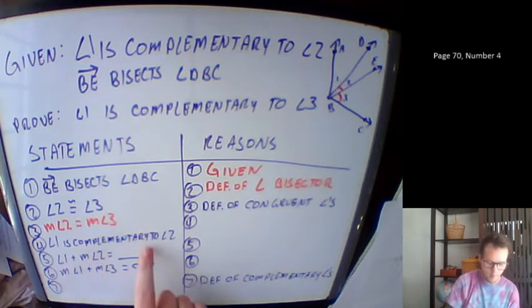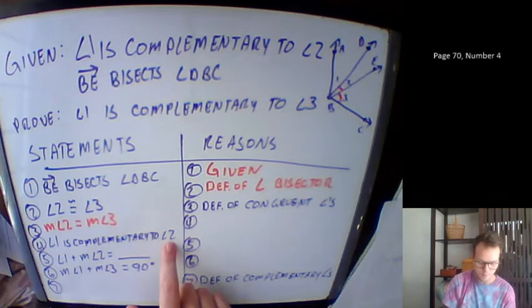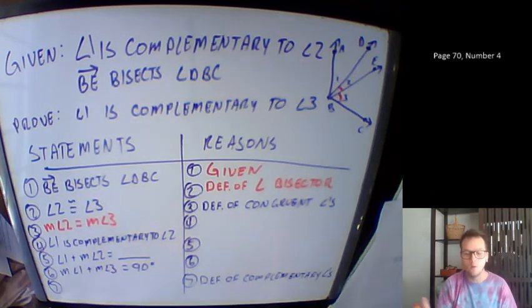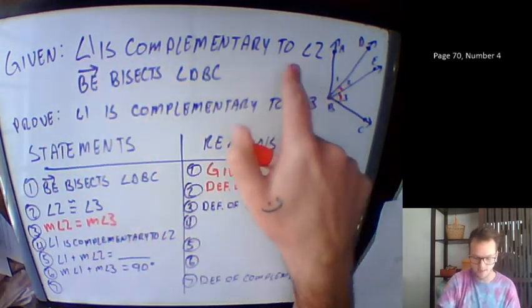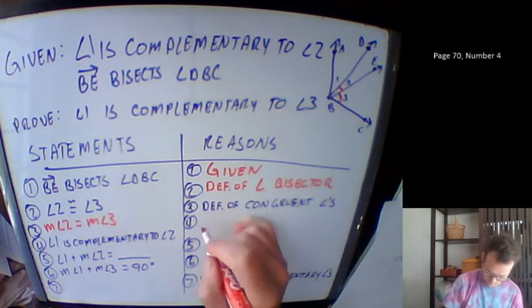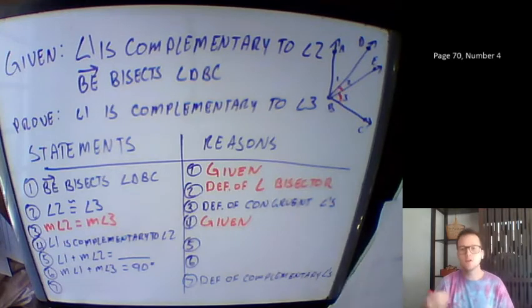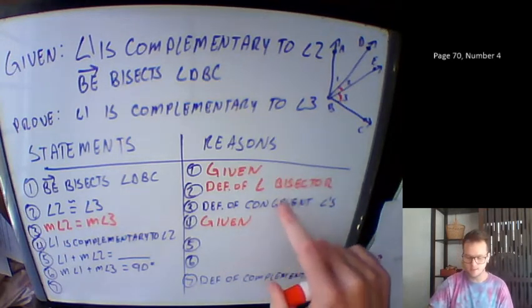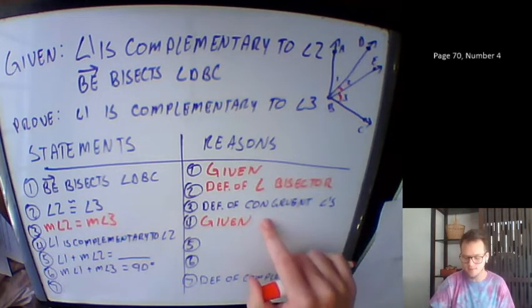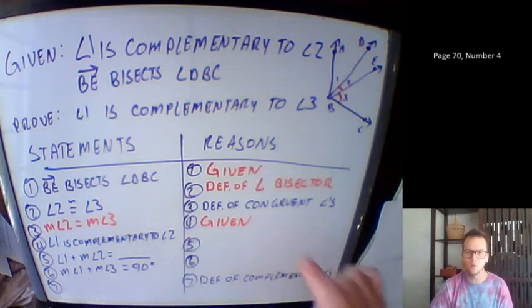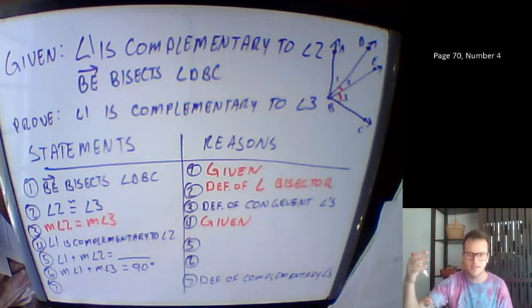Angle 1 is complementary to angle 2. That's our statement. How do we know? Well, I'm looking at our given statements, and that's given to us. So step 4, we're going to write given. And that's weird. We're used to the given statement being the first thing, but it doesn't have to be. If it's given to us, it's given to us. Again, there's no right order for all of this as long as it makes logical sense.